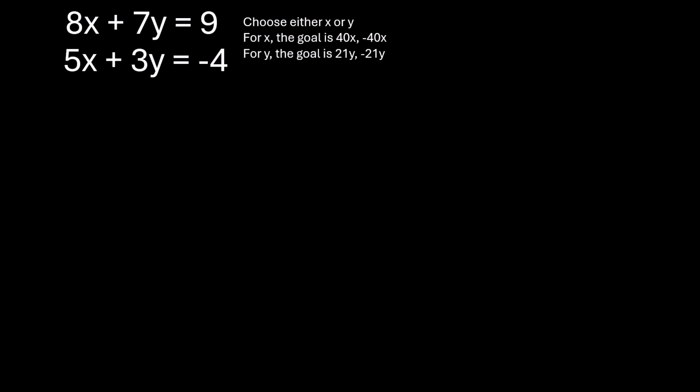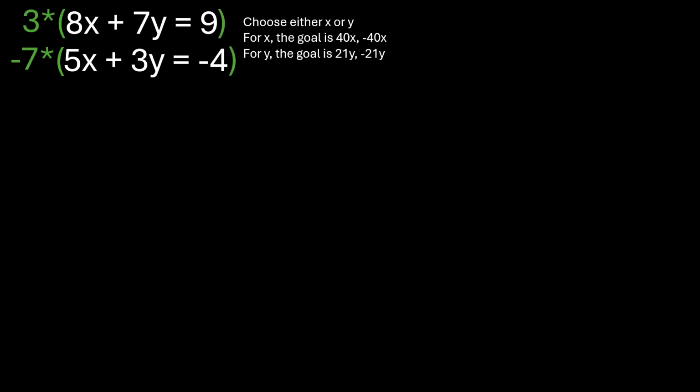Now on this one, I'm going to either go for the x or go for the y. If I'm going for the x's, I would think about what do 5 and 8 both go into? Kind of like finding a common denominator. They both go into 40. For the y's, I think about what do 7 and 3 both go into? Again, kind of like finding a common denominator, they both go into 21. So I want to make one of those positive and one of those negative. It doesn't matter which I do. For me, I'm going to go ahead and get rid of the y's.